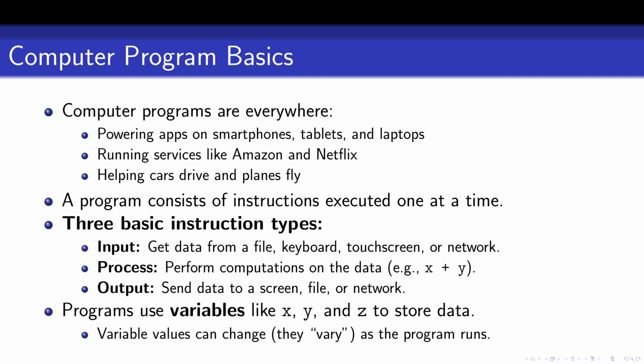There are three fundamental types of instructions: input, process, and output. Input is how the program gets information. This could come from a file, the keyboard, a touchscreen, or even the internet. Then there's processing, where the program does something with that data, like calculating a total or making a decision. Finally, output is the result. This could be something printed to the screen, saved in a file, or sent across a network.